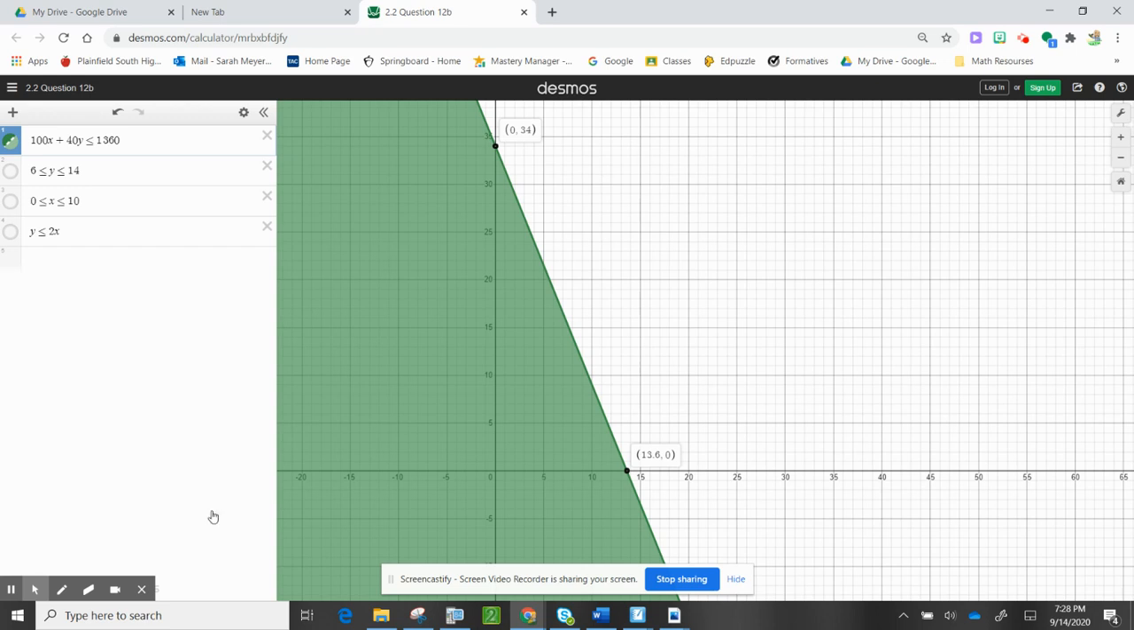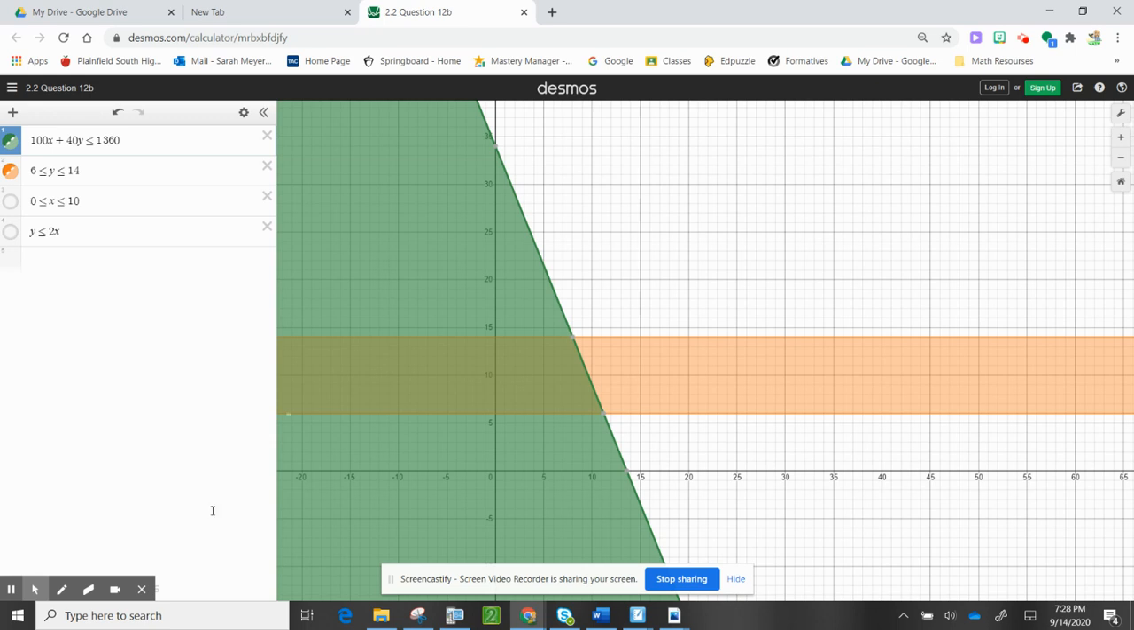So I can't use M and T on Desmos. I can only use X and Y. So just make sure we remember that. Okay, and now I'm going to graph my other constraints with that. So remember, this is the meals. He's going to have on the low end 6 meals, but on the high end 14 meals that he's going to pay for. So I'm going to graph that there. So that's the orange one that just came up.